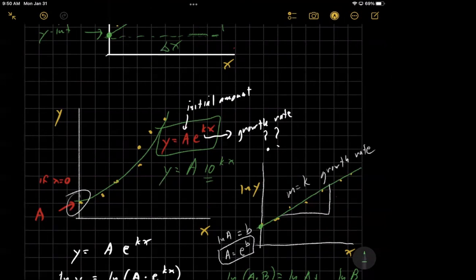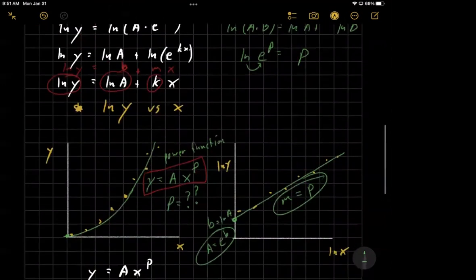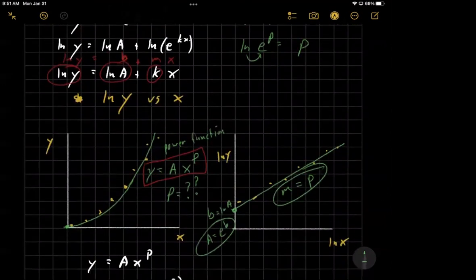So whether you have exponential growth or decay, using a log of the outputs will linearize it. If it's a power function though, and that power could be a root, it could be a square root as well as a number bigger than one, if you have a power relationship, you can linearize it by doing a log versus log of the data.